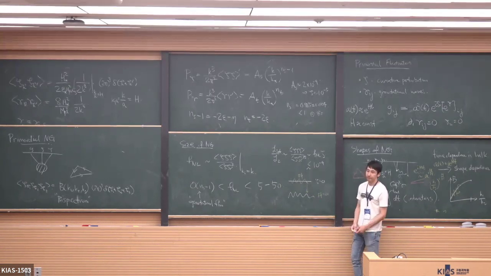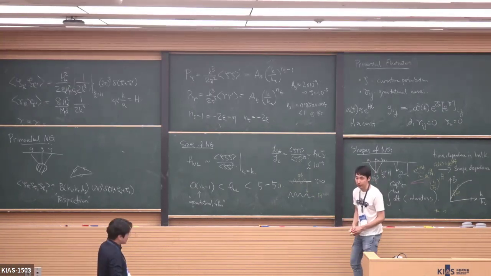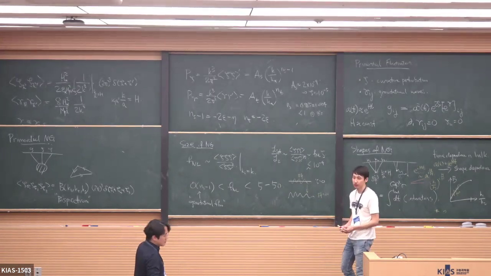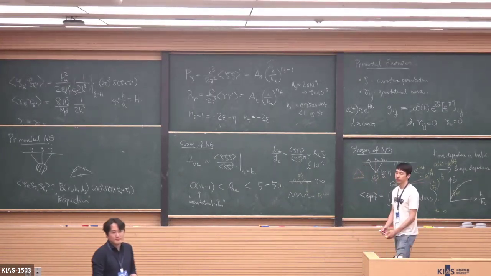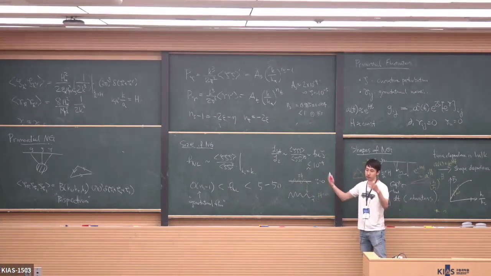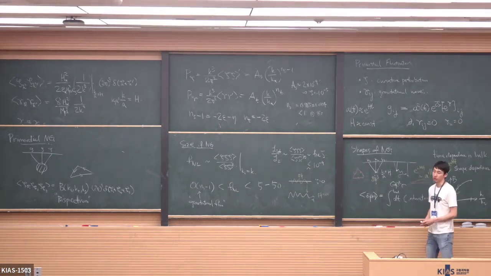Because at the late time. Sorry? At the late time, yeah, right. Yeah, because it is zeta that is actually conserved outside the horizon that can be related to the late time observables.